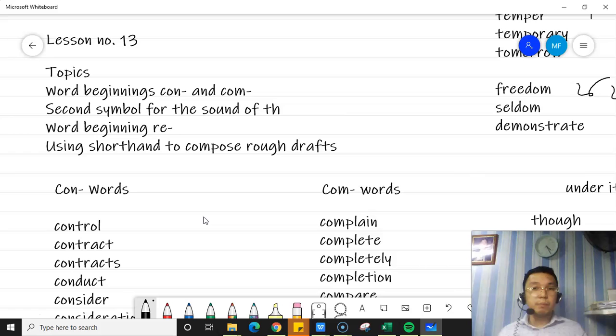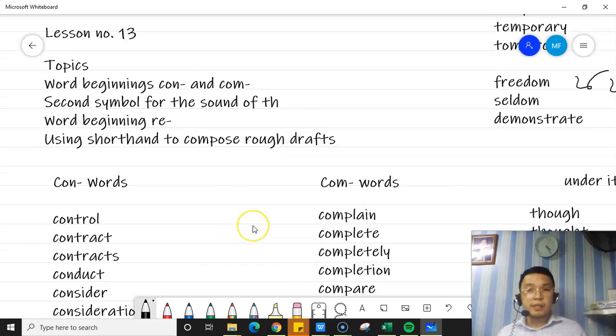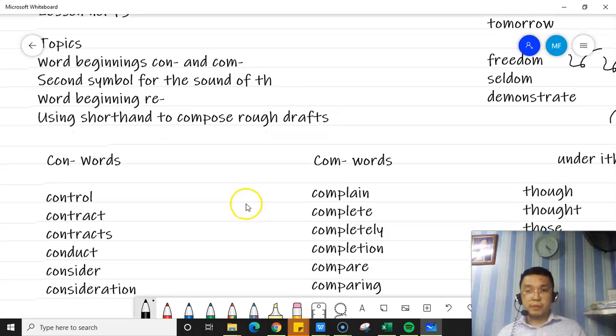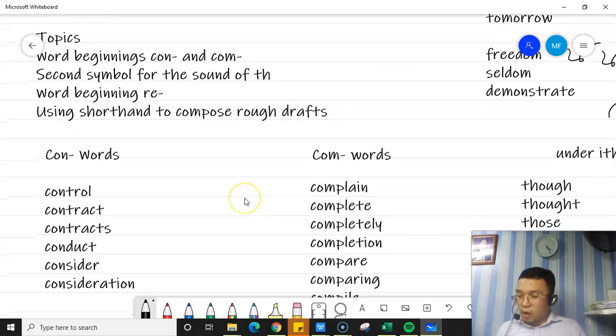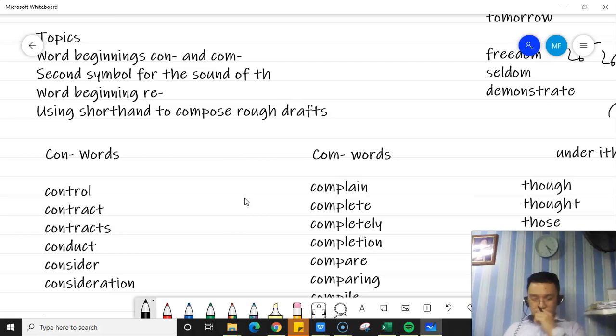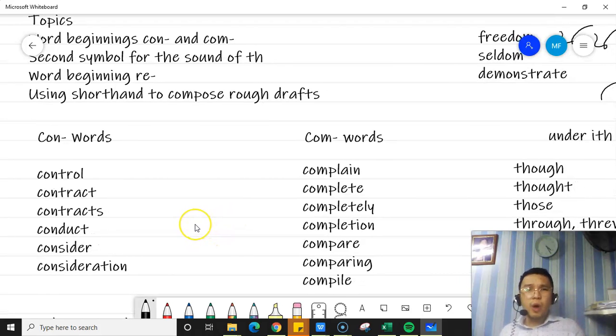com, second symbol for the sound of it or the under it, then word beginning re, using shorthand to compose rough draft. Okay, let's have the con and com words. Remember that con and com words are represented by a K symbol.